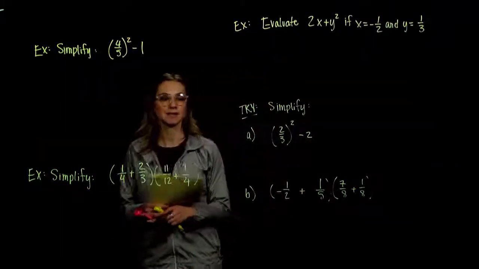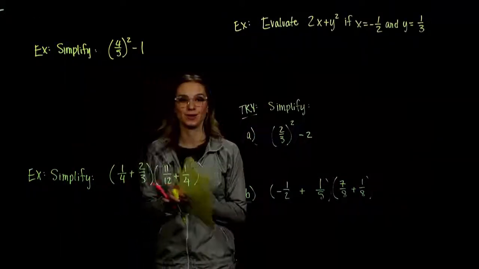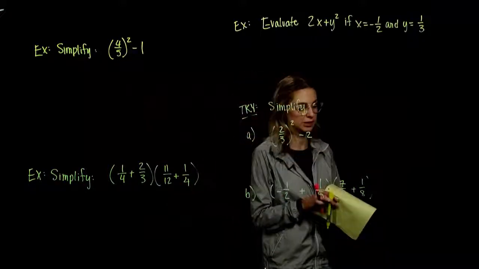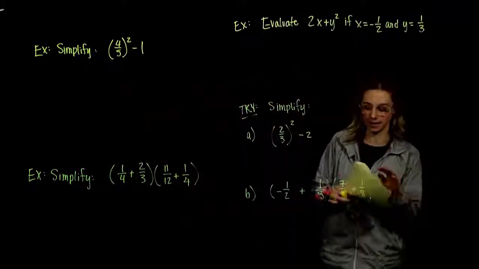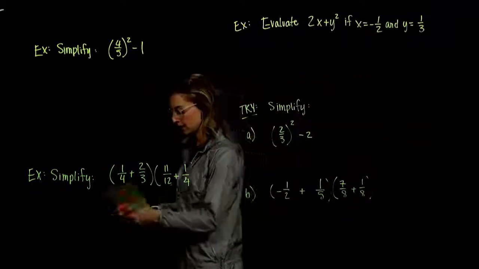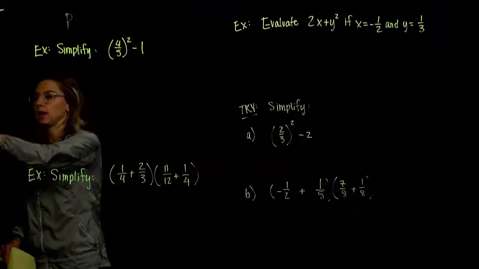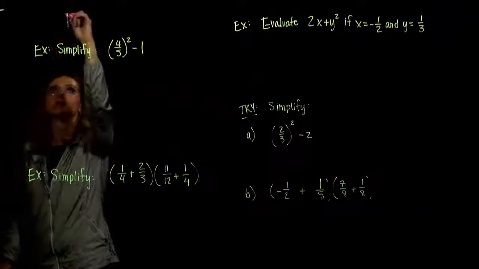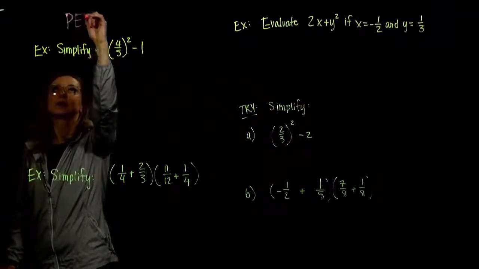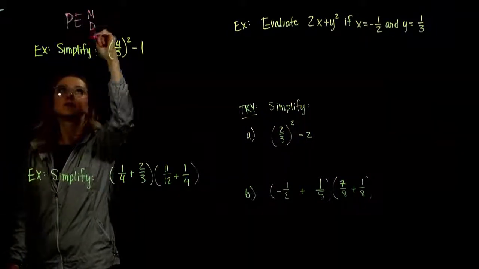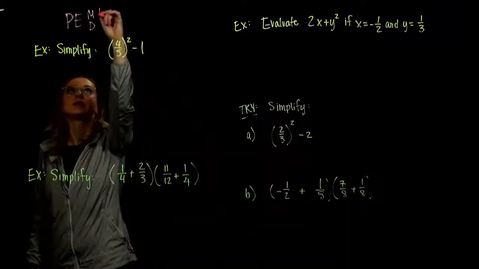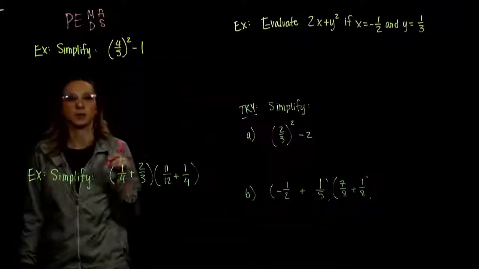So the last thing in this section that we're going to do is review the order of operations. Please excuse my dear Aunt Sally. So what is our order? How does it happen? We've got parentheses, exponents, multiplication and division from left to right, and addition and subtraction from left to right.